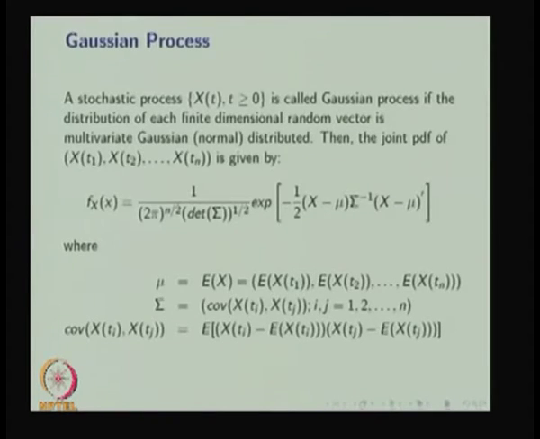The elements are the covariance between any two random variables, and all the diagonals will be the variance of X of t_i, where i runs from 1 to n. It will be a symmetric matrix because the covariance of X of t_i comma X of t_j is the same as the covariance of X of t_j comma X of t_i. Therefore this matrix is symmetric and the diagonal elements are the variances of X of t_i. So one can find the covariance of any two random variables using this formula.